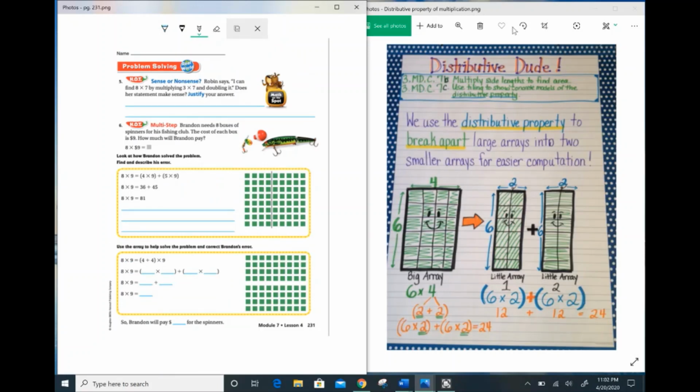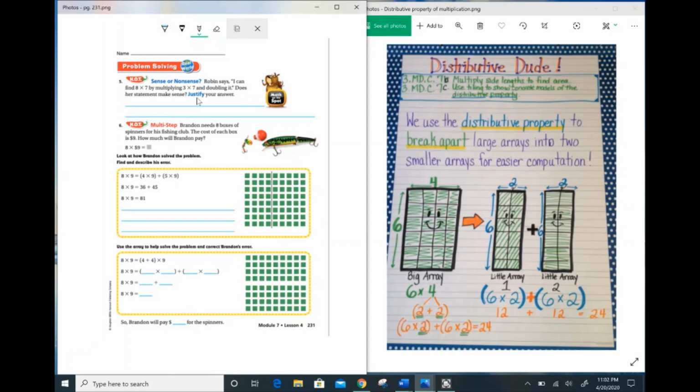I'm going to do a couple of these with you guys. Okay, so let's start with number 5. Hot one. So sense or nonsense? Robin says, I can find 8 times 7 by multiplying 3 times 7 and doubling it. Does your statement make sense? Justify your answer.